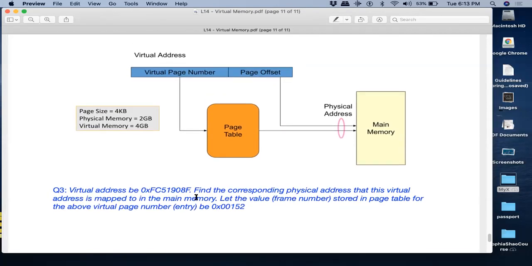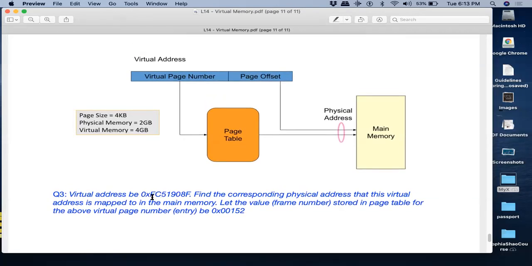Okay, so here the virtual address is 0xFC51908F. That means every letter here has to be written in 4 bits for hexadecimal to binary conversion, right? And that would make sense. Why? Because virtual memory is 4 gigabytes. So how many address bits do you need here? 2^32, right? So you need 32 address bits. From 32 address bits, you have to find out what is the page offset and the number of bits needed for the virtual page number.